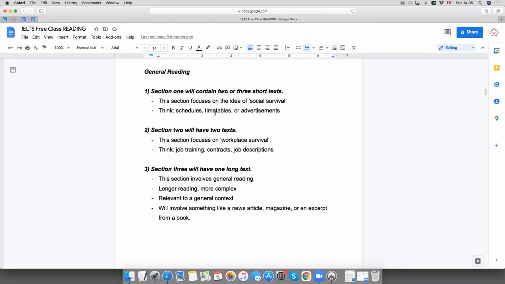These kinds of ideas, we're still within the realm of things that are general. So it's probably general interest topics, cars, fashion, maybe a little bit of history, but nothing too specific. It's a general context reading. Something like a news article or an excerpt from a book would be very reasonable for this section.